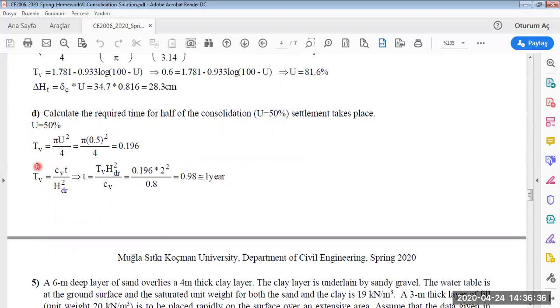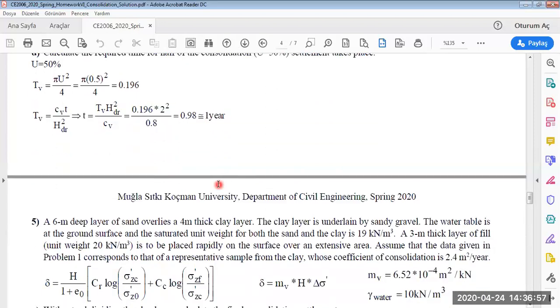Here is another formula that we can use to evaluate the time required for this amount of consolidation. When we write the values in this formula, we can calculate the required time as 1 year.